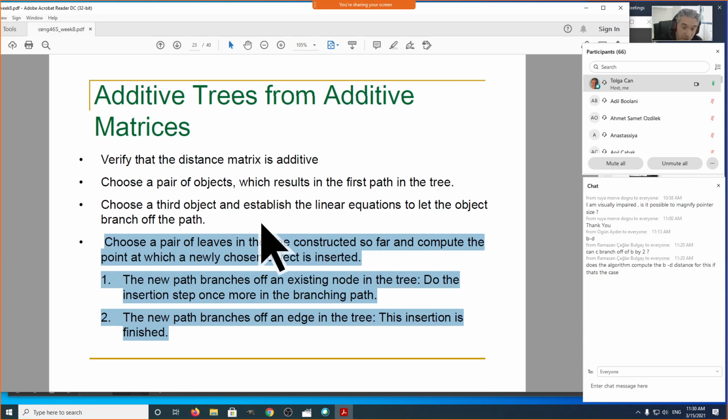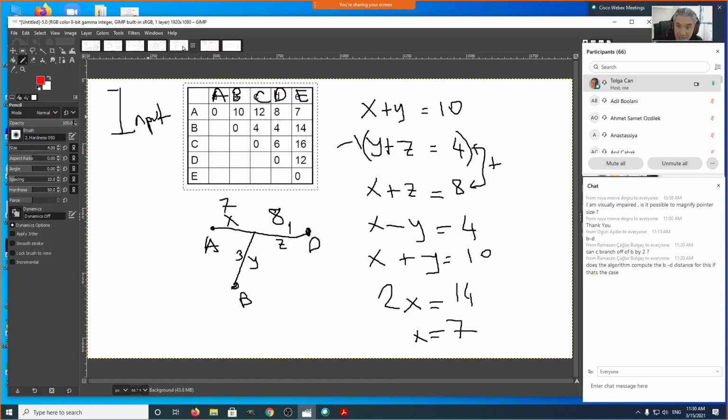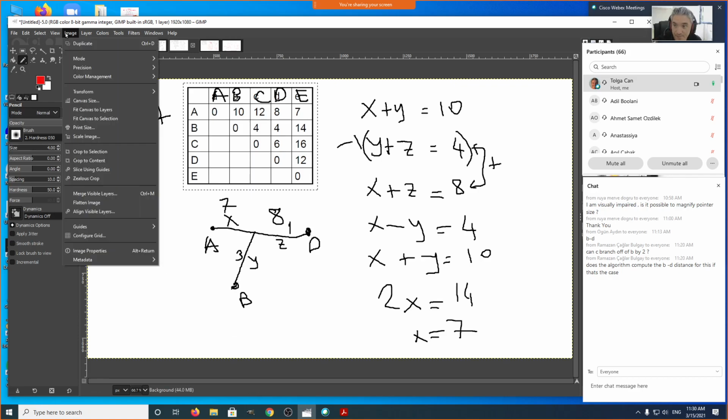And in terms of space complexity, it's O(n) square. The memory that we are going to need, the input is O(n) square anyway. Our matrix size is O(n) square.